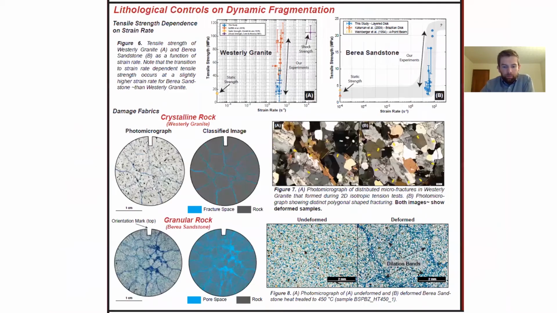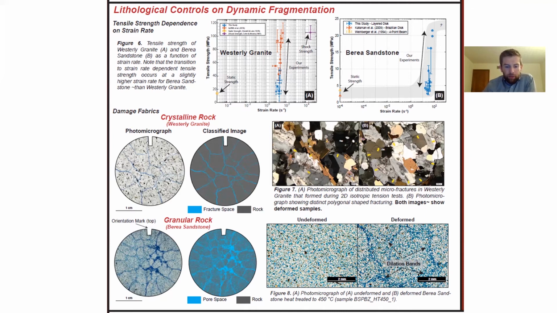In Figure 6, we compare tensile strength for westerly granite and Berea sandstone, where tensile strength is plotted as a function of strain rate. I want to point out that there is a zone between strain rates of 10 to the first and 10 to the second per second where tensile strength becomes strain rate dependent. But this inflection point changes based on lithology and is different for westerly granite than for Berea sandstone by about a half order of magnitude.